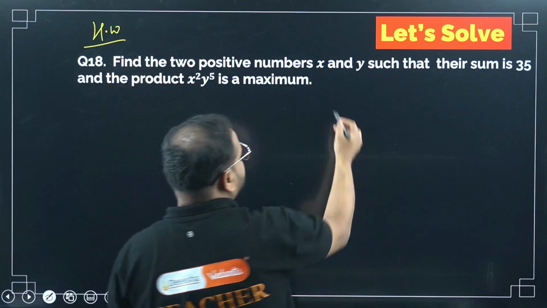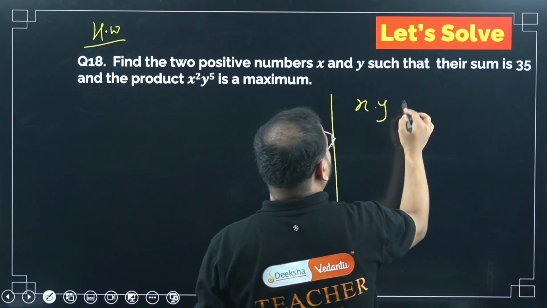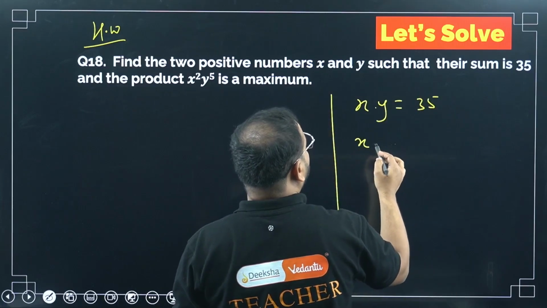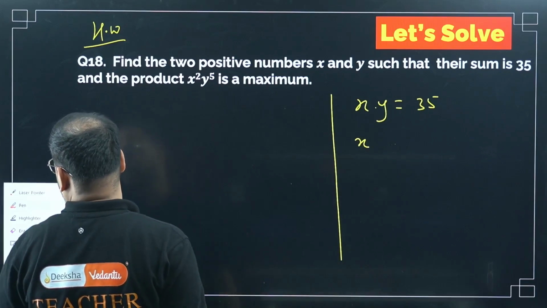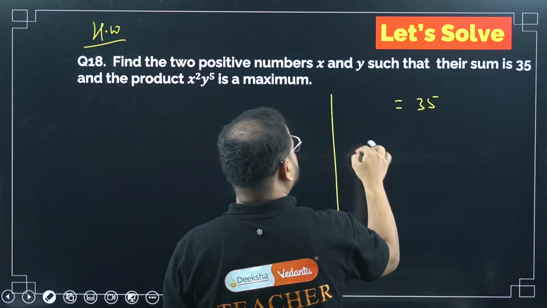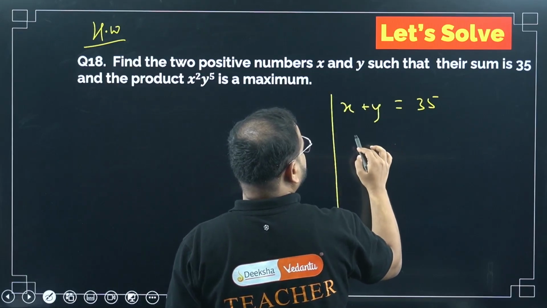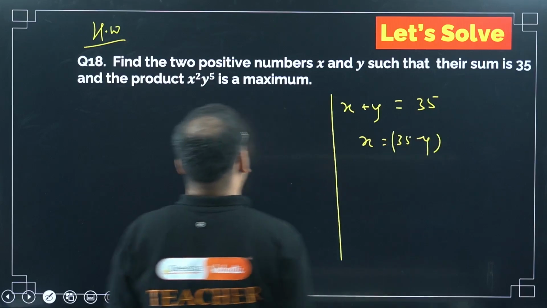How will this look? Please check. They are saying that x times y will be 35. So what is going to be my x value? No, the sum is 35, right? The sum is 35, not x times y. X plus y is 35. Please check here. X plus y is 35. What is my x value then? 35 minus y.